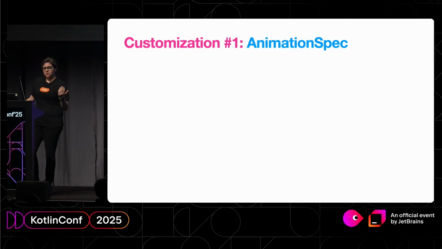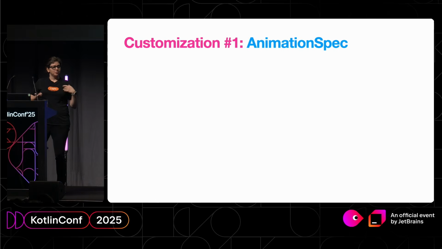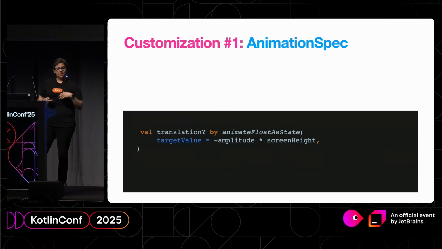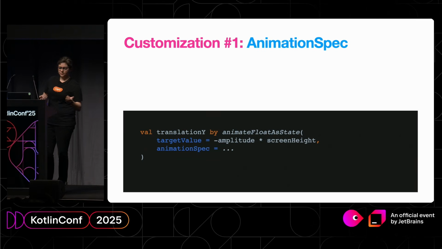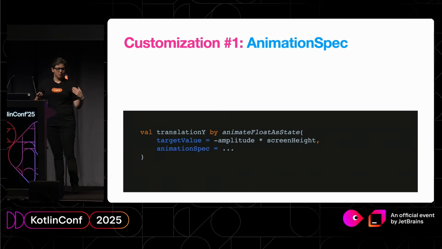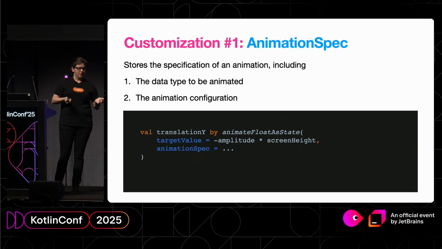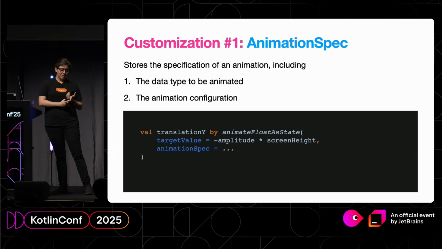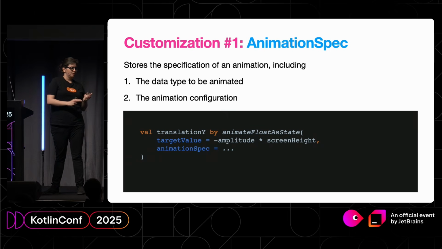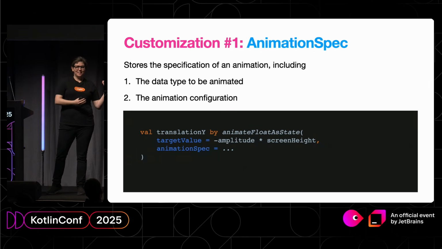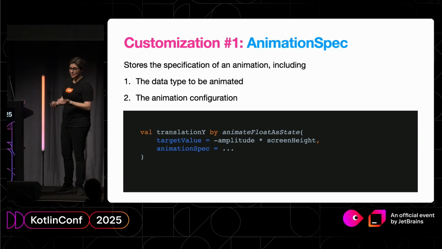Now, this AnimationSpec property you're going to find in most of the animation APIs, and it's basically going to be an optional property inside them, right? Simple. But what is actually AnimationSpec? If you take a look at the documentation, you end up with a definition like this. It stores the specification of an animation, including the data type to be animated, and the animation configuration. Cool. It may be clear for you what this means, but for me it wasn't.